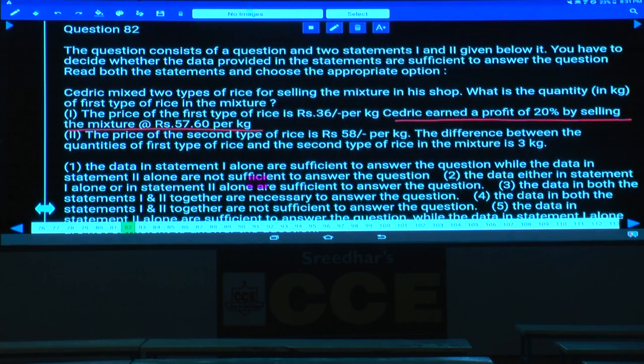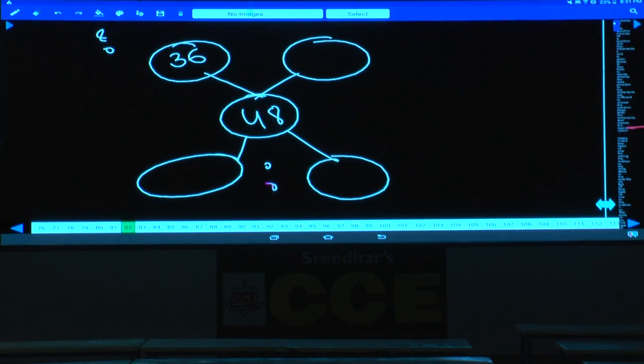The price of the first type of rice is 36 rupees and Cedric earned a profit of 20% by selling the mixer at 57.6. That means these two values only we can calculate. Yes or no? Using that, can we calculate in what ratio we have to mix both the quantities? Will you get the answer? No.